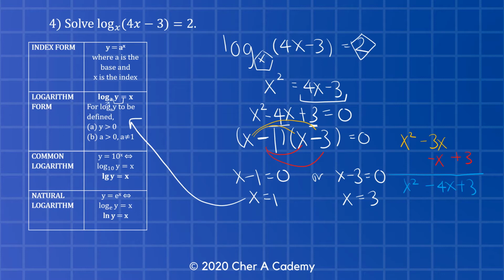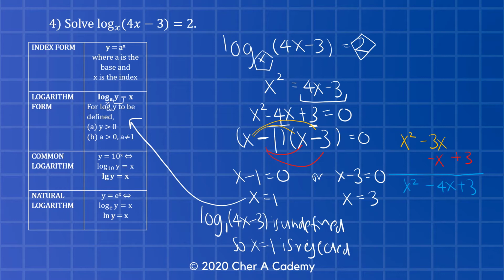be 1. So if my x is equals to 1, my log base x, which is 1, will become 1. 4x minus 3 will become undefined, as the base is 1. So I will have to reject x equals to 1. So my final answer will only be x equals to 3.